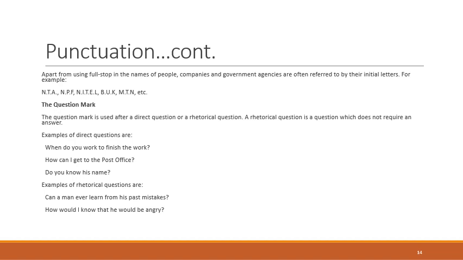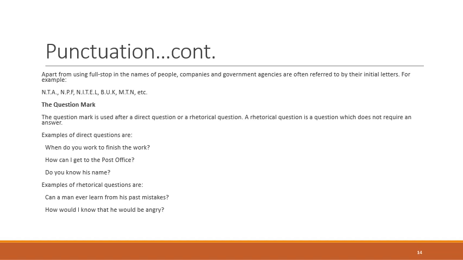For example, MTN is now conventionalized, BUK, even NITEL, which is an acronym, and WHO, without using a full stop there. Okay. The question mark. After the full stop, I have said there's a question mark. What's a question mark? We said this is another signpost that indicates whether the sentence is a question or not.